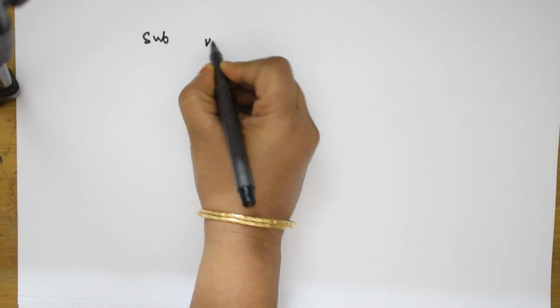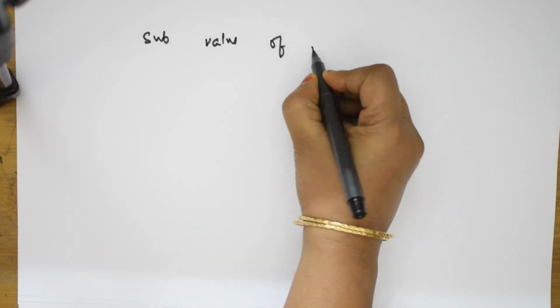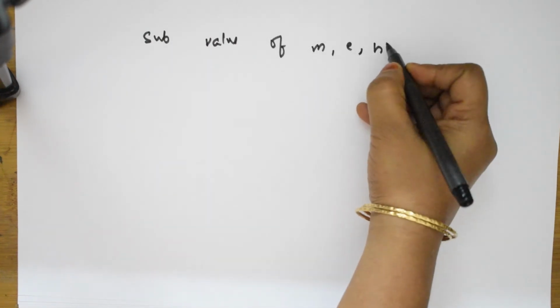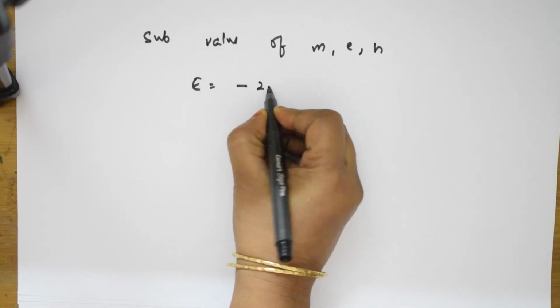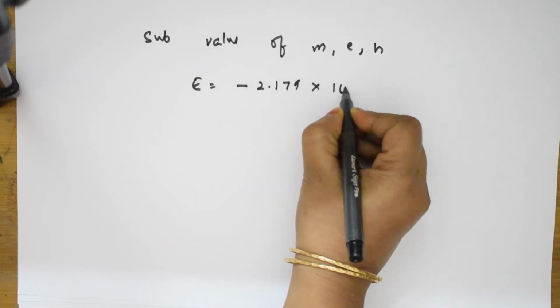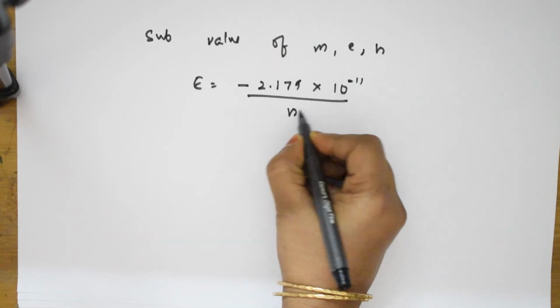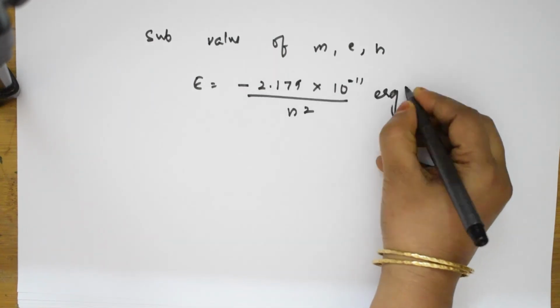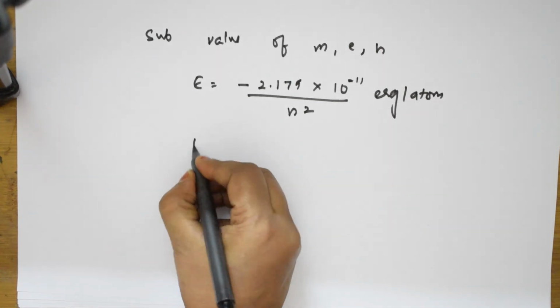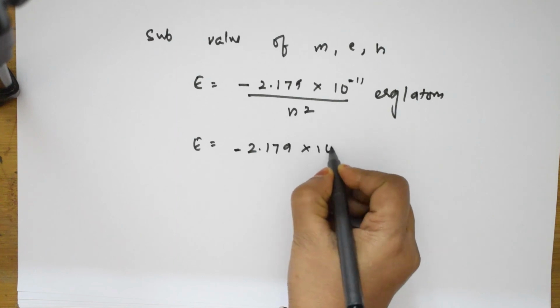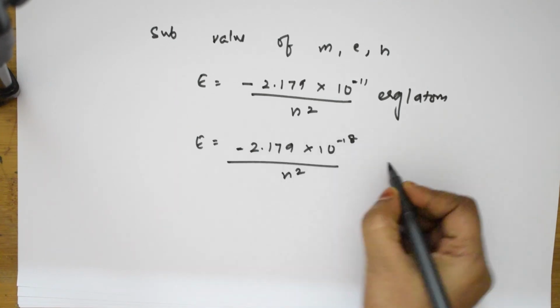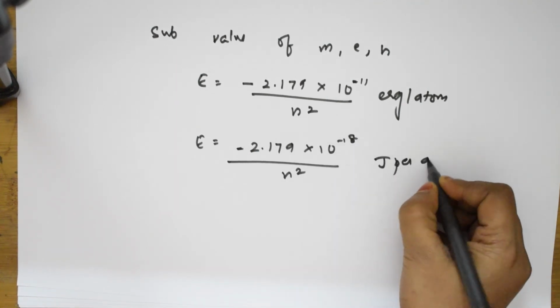Now substituting the value of m, value of e and value of h in equation 9. So what do I get? E is equal to minus 2.719 into 10 raised to the power of minus 11 by n square, per atom. The same thing, you can write it as E is equal to minus 2.719 into 10 raised to the power of minus 18 by n square joule per atom.